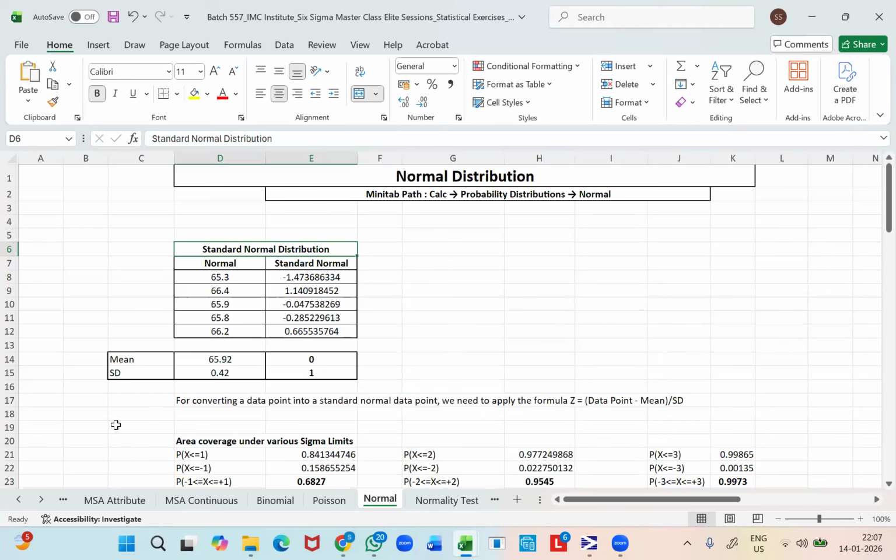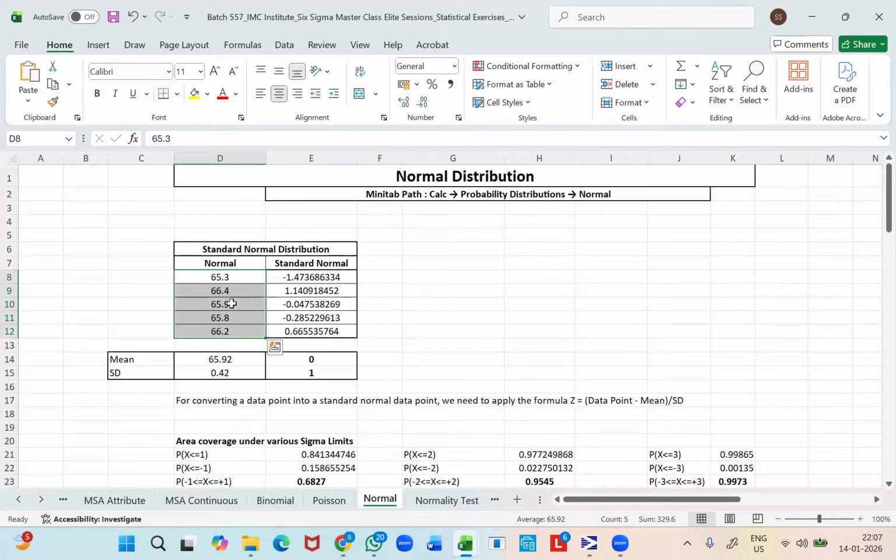So the standard normal distribution. What is the key property of the standard normal distribution? If you have a normal data set like this, with data points like 65.3, 66.4, 65.9, etc., let us consider this to be a normal data set.